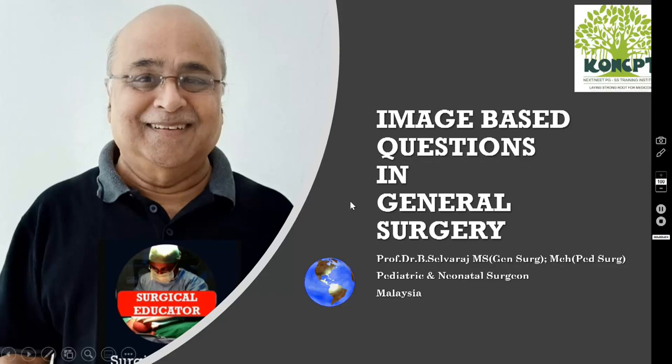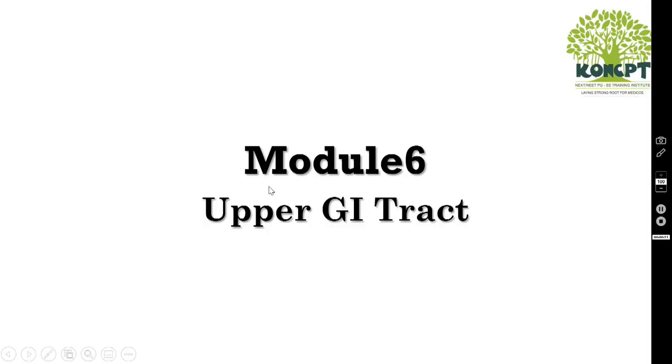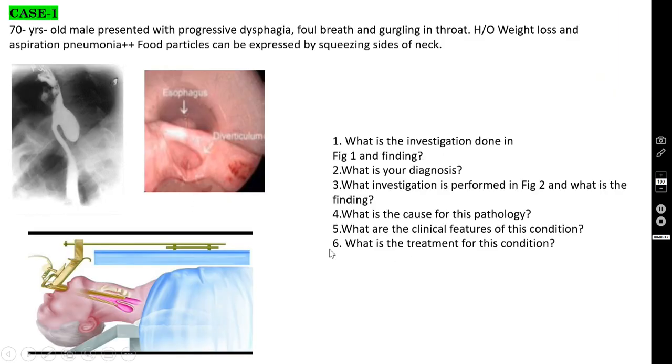Hello students, let us discuss one more module in image-based questions in general surgery. So this is module number 6 and we are going to discuss the case scenarios in upper GI tract. Case number 1, this is a 70 years old male presented with progressive dysphagia, foul breath and gurgling in throat.